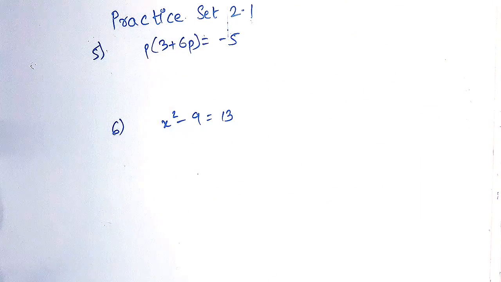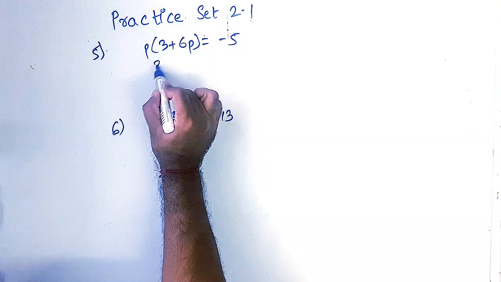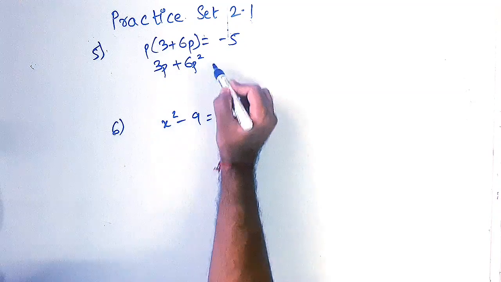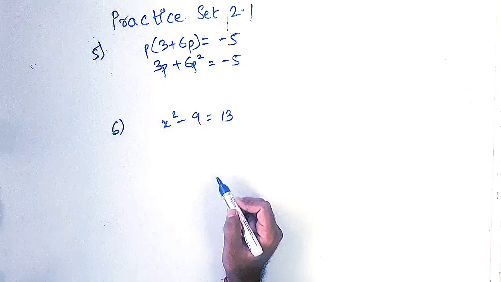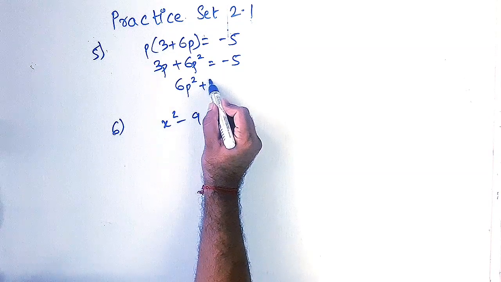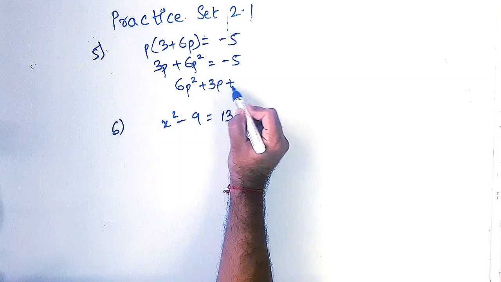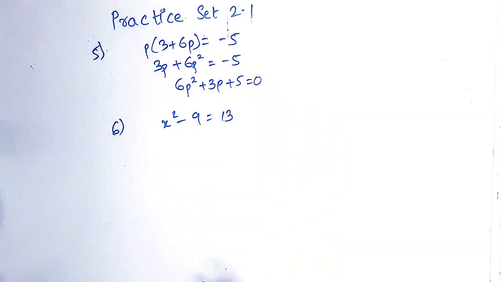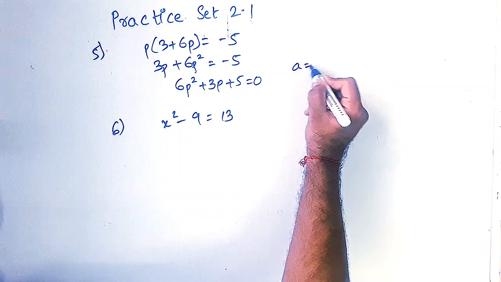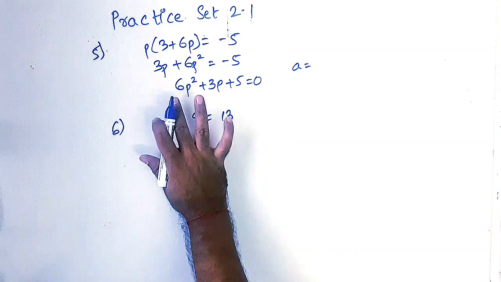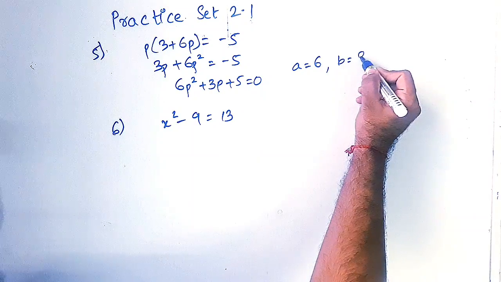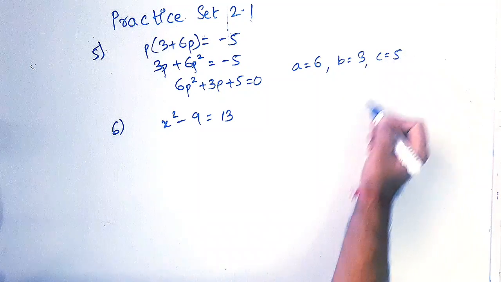Okay, then we'll move on to fifth one. So coming on to fifth one, here we have to multiply the bracket. This becomes 3p plus this becomes 6p square equals to minus 5. So I'll arrange this in the standard form. 6p square plus 3p, minus 5 will come here. It will become plus 5 equals to 0. Now comparing the equation with ax square plus bx plus c equals to 0, we'll get a equals to 6, b equals to 3 and c equals to 5.